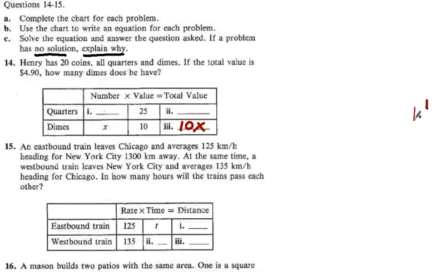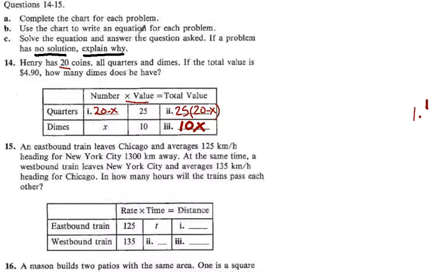Well, if I have x dimes and I have 20 total coins, then how would I figure out how many quarters I have? Well, I would take my total of 20 and I would subtract out the dimes, which is x. So for my quarters, I have 20 minus x. It's telling me here to multiply that by the value. The value of every quarter is 25. So I have 25 times the value of 20 minus x. And now I've completed the table chart.